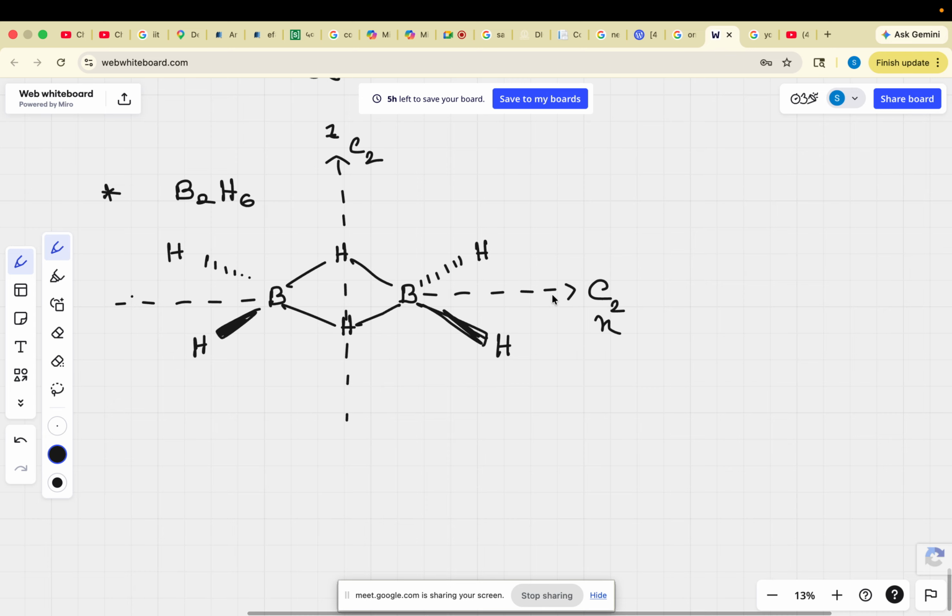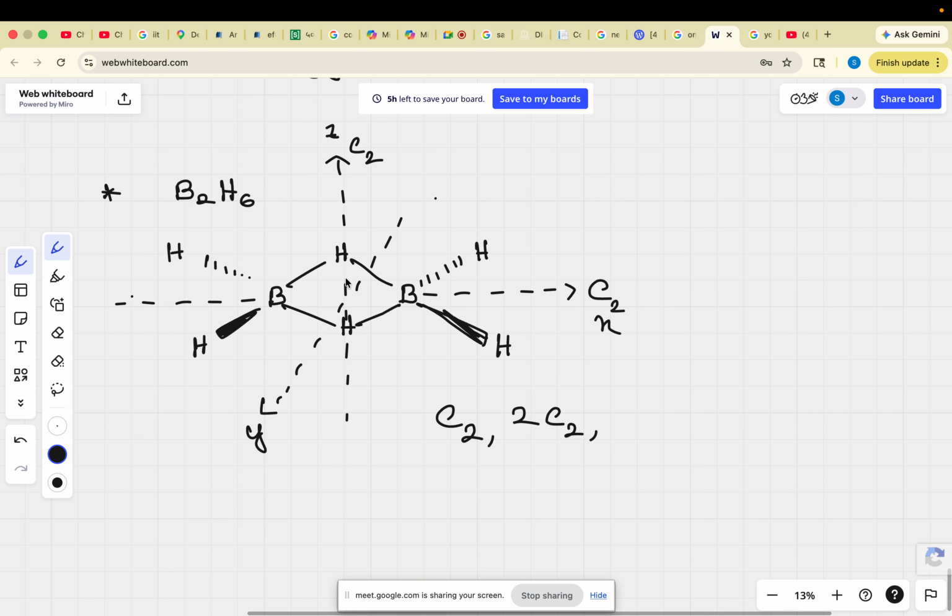Suppose this is your x axis and this is along z, and the other one is along your y axis. If you pass one C2 axis through this y axis, the molecule will rotate like this. The hydrogens below the plane will come above the plane, and the hydrogens above the plane will go below the plane. So basically initially we are getting one C2 axis, and from this one C2 axis we are also getting two more C2 axes.